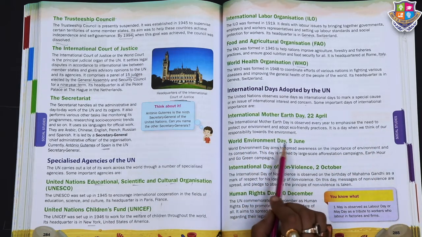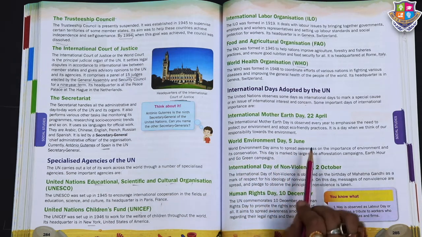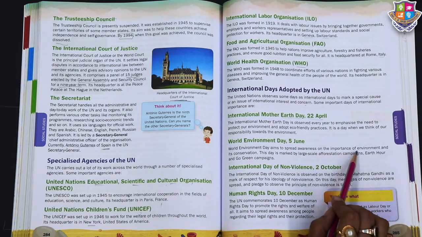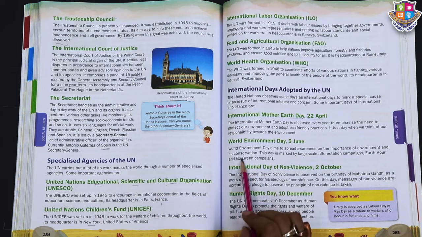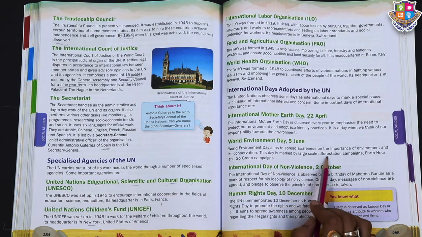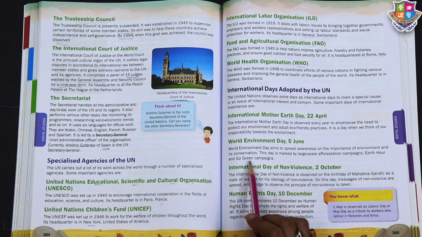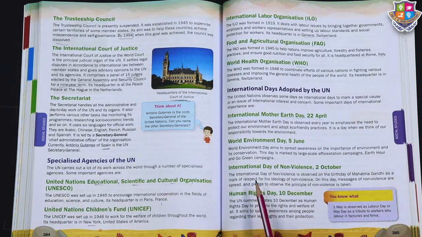World Environment Day, 5th of June. World Environment Day aims to spread awareness on the importance of the environment and its conservation. This day is marked by large-scale afforestation campaigns, Earth Hour and Go Green campaigns.